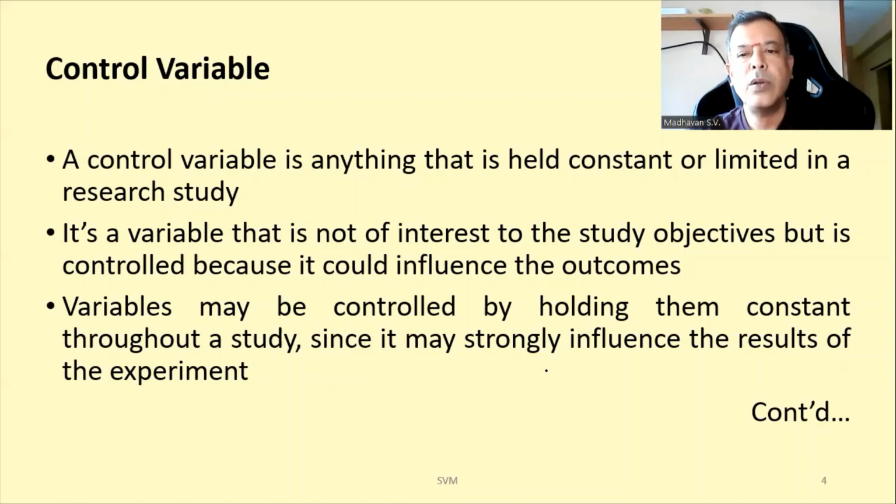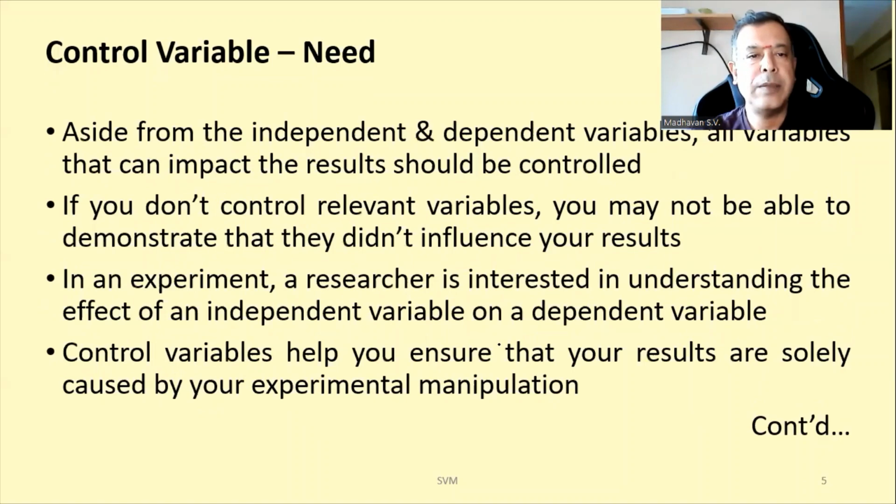But if you don't control the temperature, or if you don't keep the temperature constant, that may also influence the pressure as well as the volume. So that is the reason you are trying to control that particular variable, that is temperature, in that experiment. So what is the need for this control variable? Aside from the independent and dependent variables, all other variables that can impact the result should be controlled. If we do not control the relevant variables, we may not be able to demonstrate that they did not influence your results.